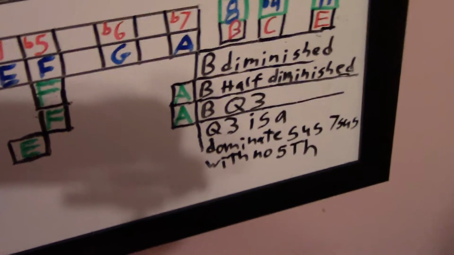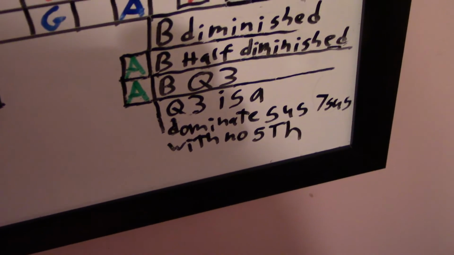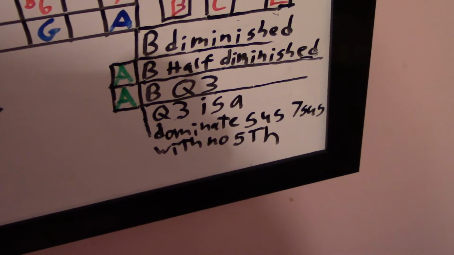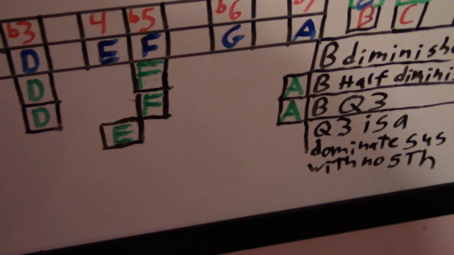Now there's another chord, which is a kind of unusual chord, not used very much. It's a dominant sus 7th with no 5th. You have a root, 4th, and a flat 7. It's kind of an unusual chord, but you have B, E, and A.